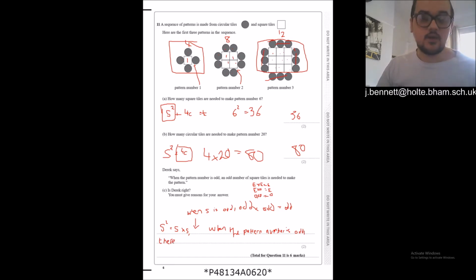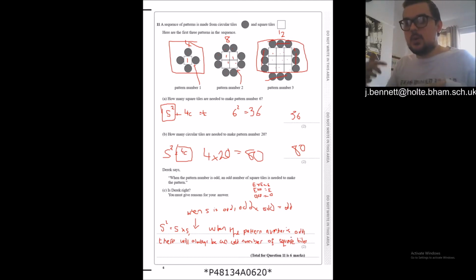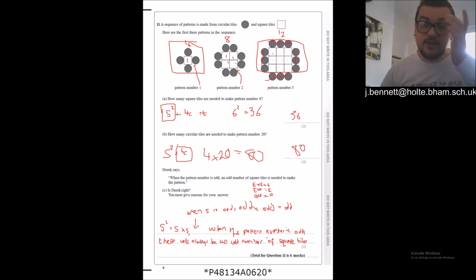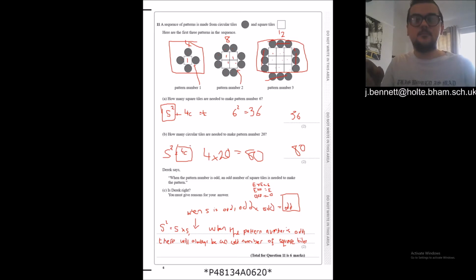I'm going to type this out and come back to you because this is going to take a dog's age. Right, there we go. So I've put when the pattern number is odd, there will always be an odd number of square tiles, and we've shown that here. When S is odd, odd times odd is odd. We always get an odd number. I'm going to consult the mark scheme just to see if this suffices, but I think it should suffice. Yeah, okay, so that is fine. Basically what it's saying is, as long as you put something about odd times odd being odd, and then using it and then saying a sentence at the end, you are absolutely fine.